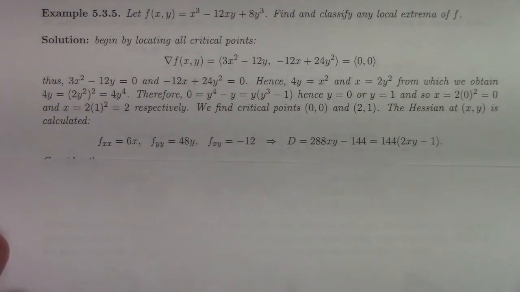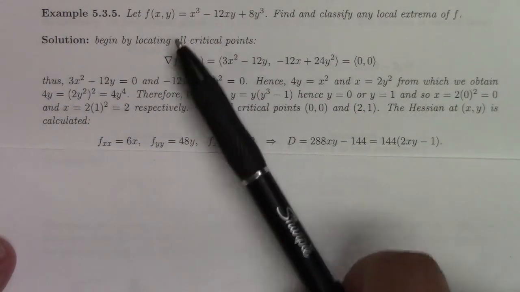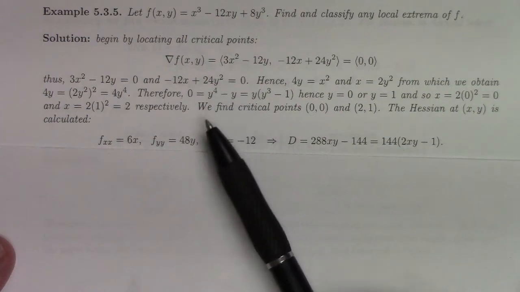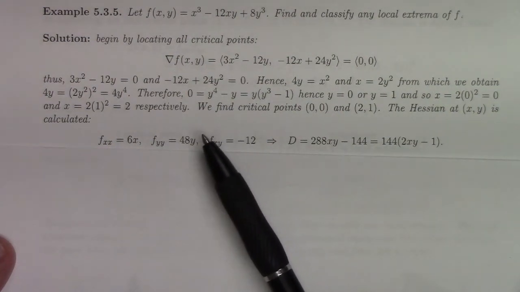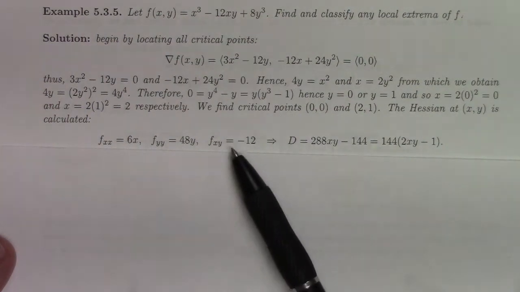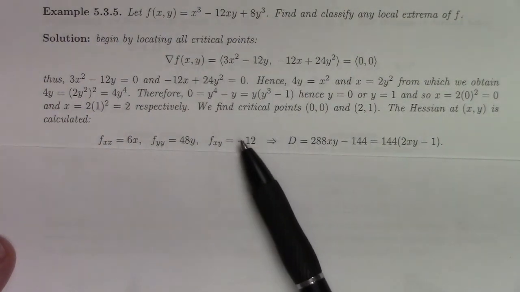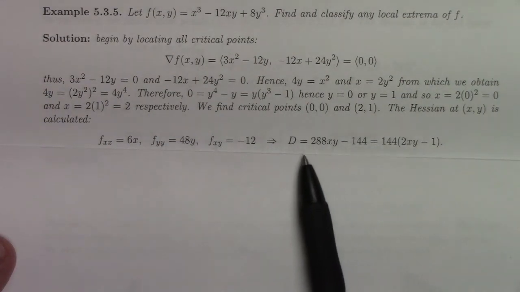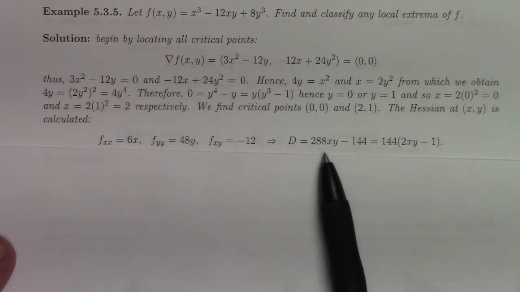Calculate the Hessian, right? Which is, this time, the second derivative with respect to x gives me 6x, and then the second derivative with respect to y gives me 4y from that 8y cubed term. And of course the xy term is still just constant, minus 12, but now the big D is a function of x and y. See that? So it's that.